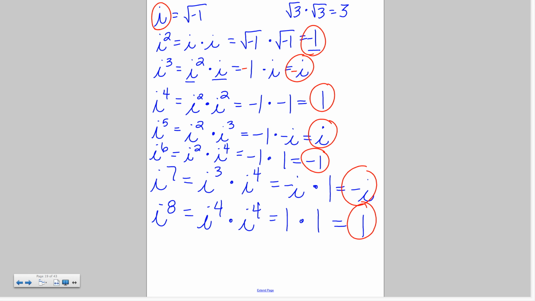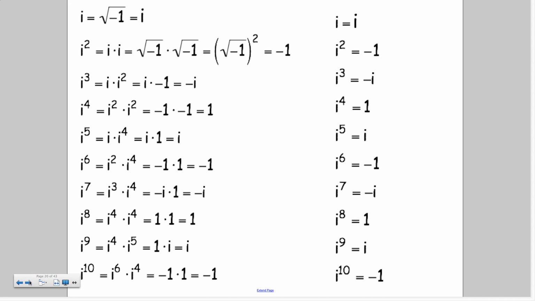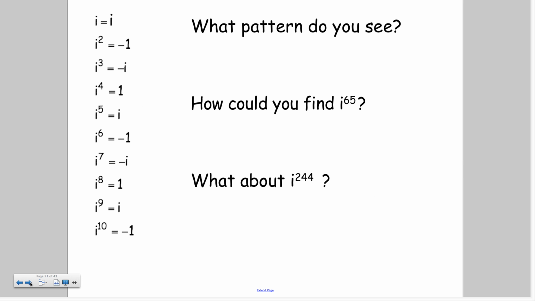Alright, if you look at the bottom of page 9, you've got that chart that we just made. I just wanted to kind of go through and tell you why it is the way it is, but it's the same thing. Alright, on page 10, the first question asks, what pattern do you see? Well, we created a pattern of i, negative 1, negative i, 1. So i, 1, make the 2 negative in the middle. Alright, what if we were given i to the 65th?